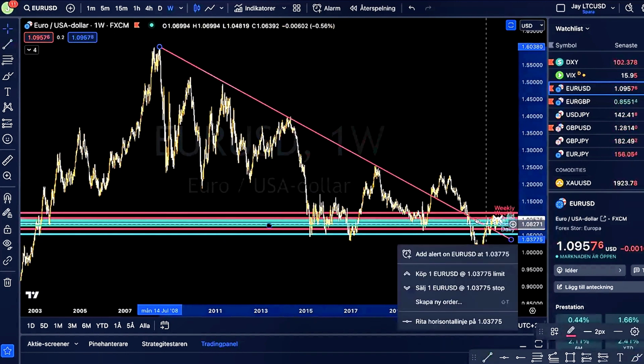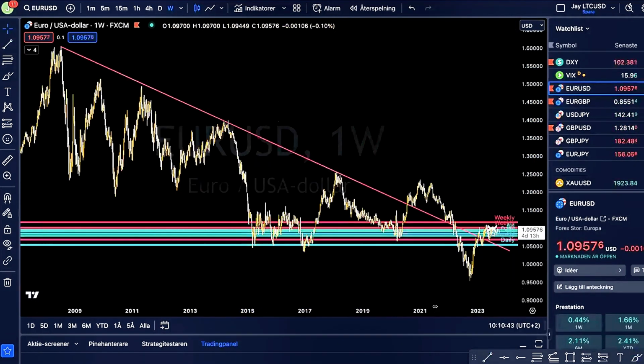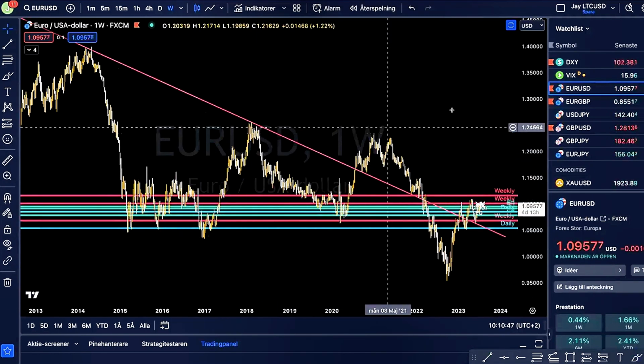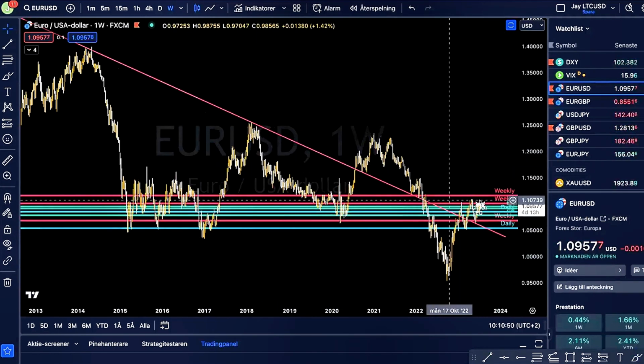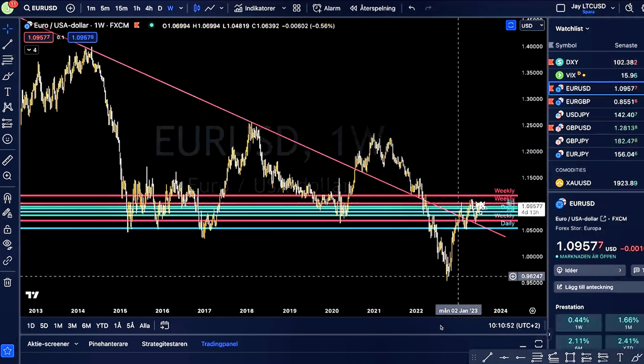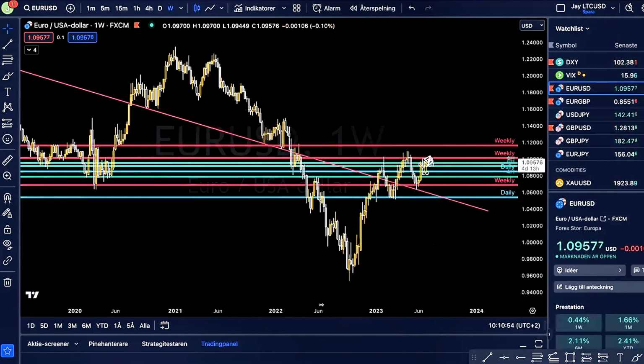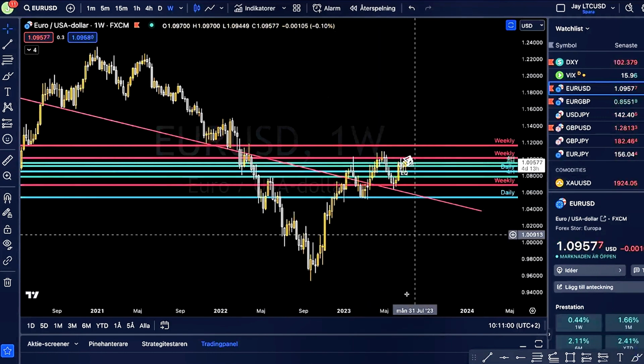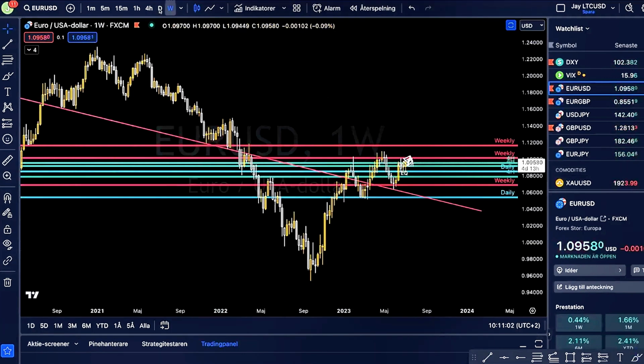Because when we know that we are on the buy side of the trend, what I mean by the buy side is that this here is the sell side, this here is the buy side of the trend. And why is that important? Because what happens is that we are automatically biased bullish. We're looking for bullish moves.